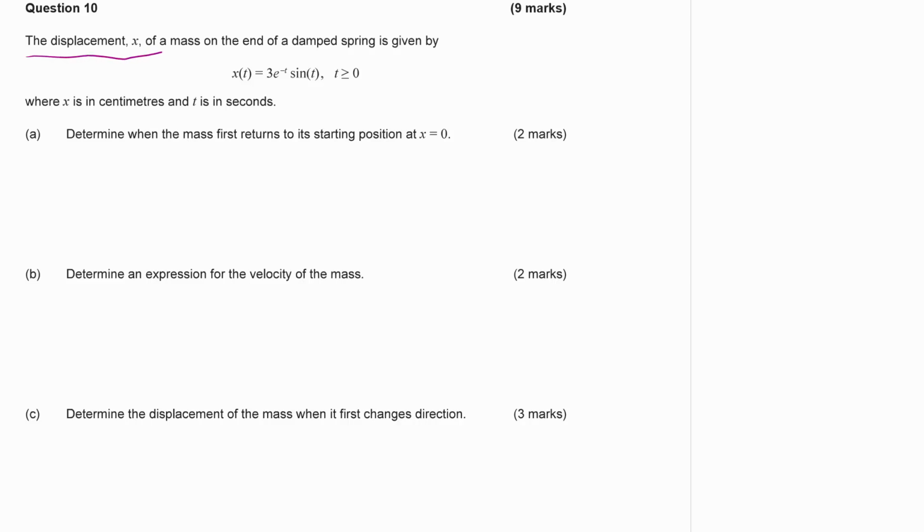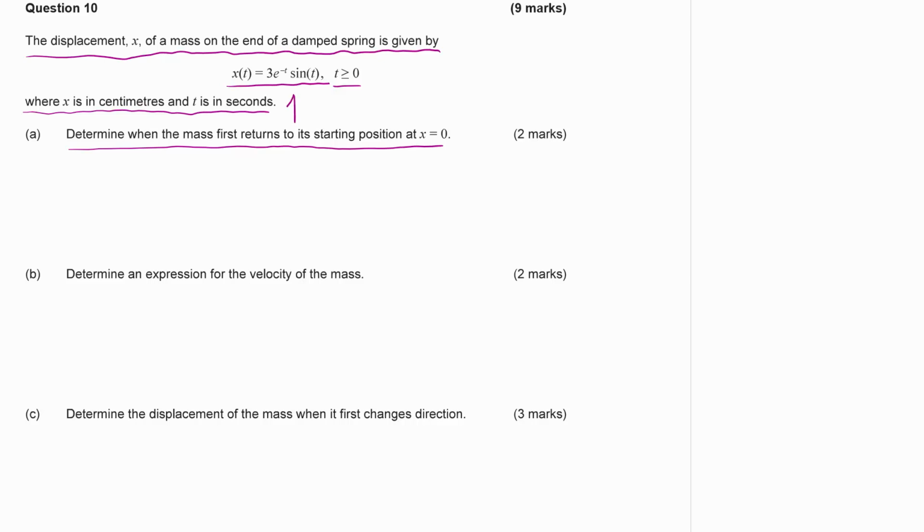The displacement x of a mass on the end of a damped spring is given by x of t is 3e to the negative t sine t for values of t greater than or equal to 0, where x is in centimetres and t is in seconds. Determine when the mass first returns to its starting position at x equals 0.